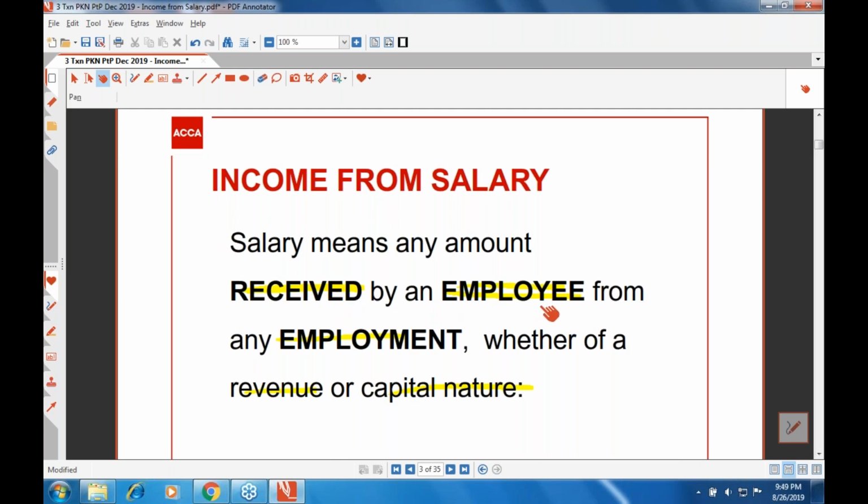By an employee, we need to understand who is an employee. From any employment, we need to understand what an employment is. Whether of a revenue or a capital nature. Now let's see.